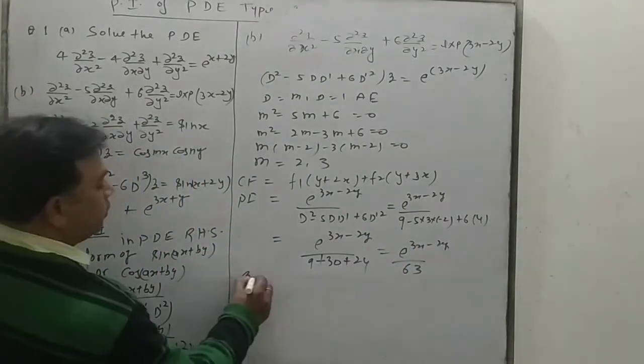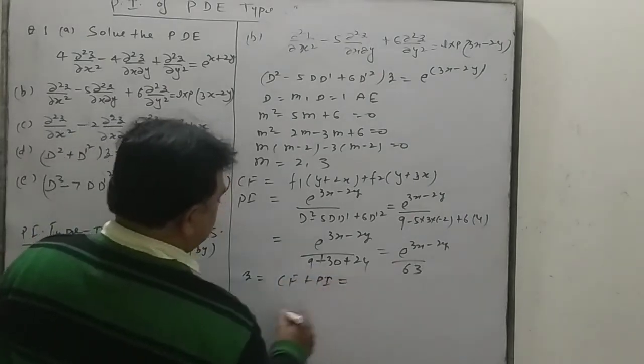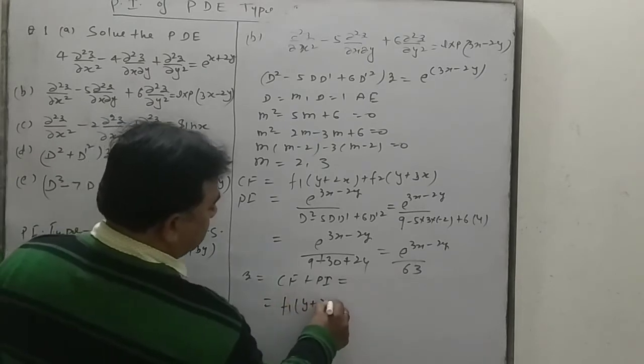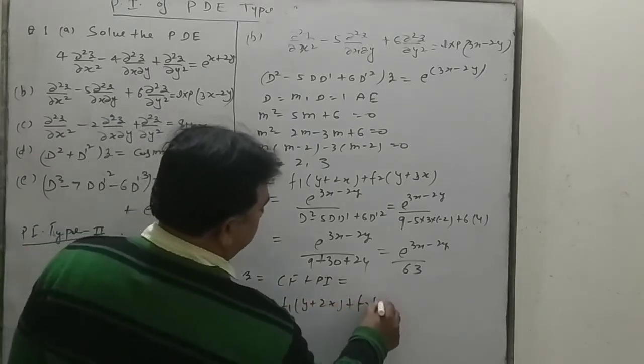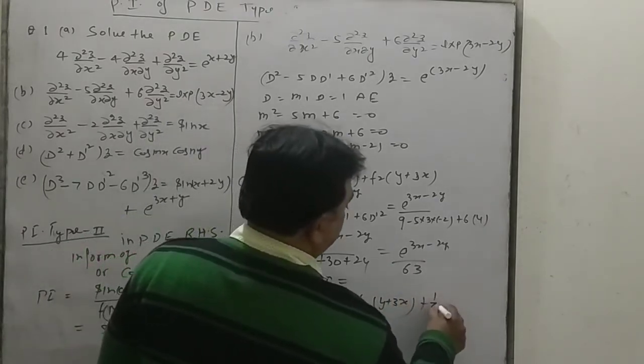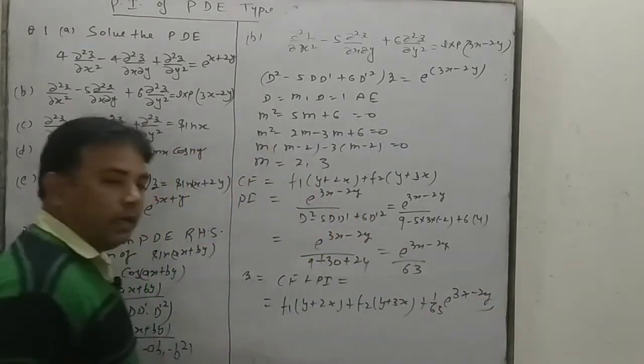Then the complete solution is z equals CF plus PI. That is f1 of y plus 2x plus f2 of y plus 3x plus 1 over 63 e to the power 3x minus 2y.